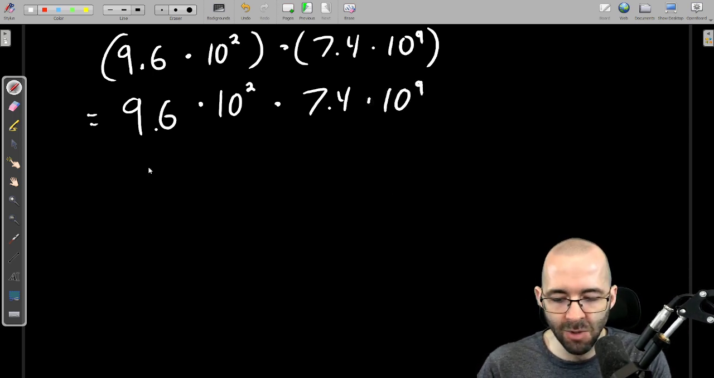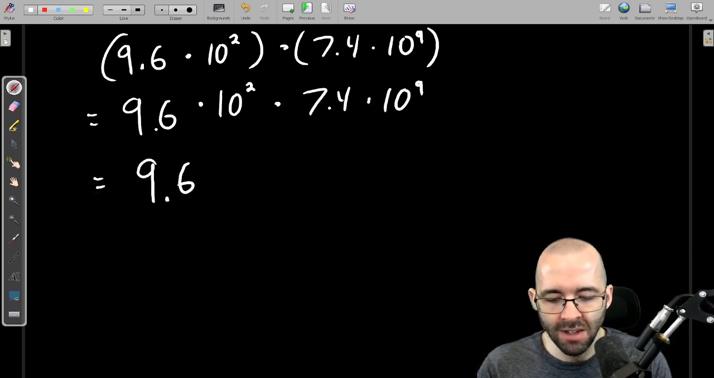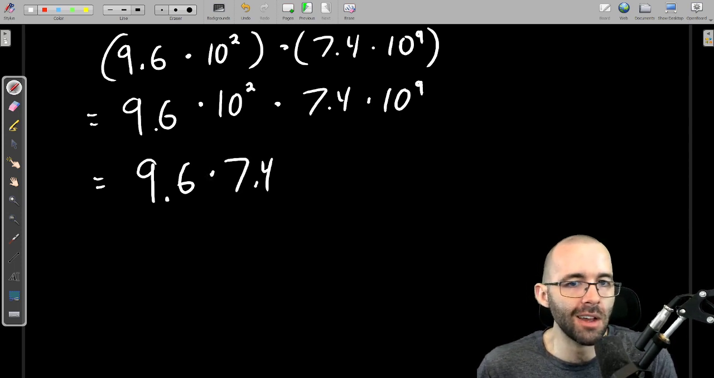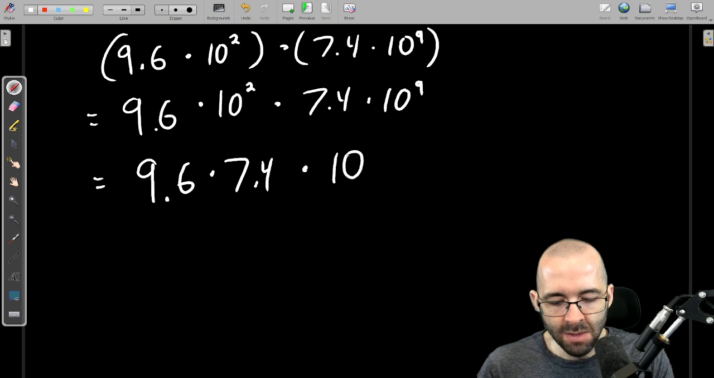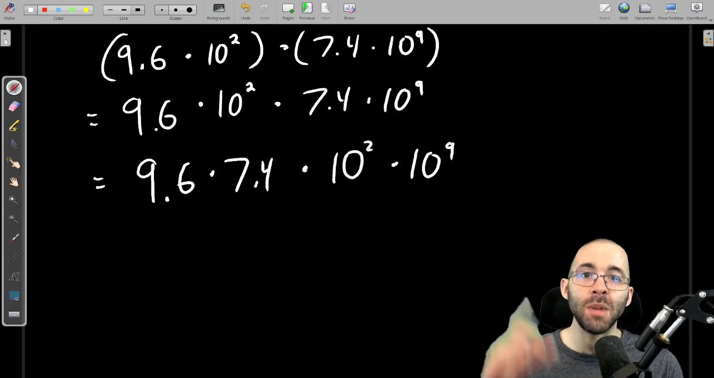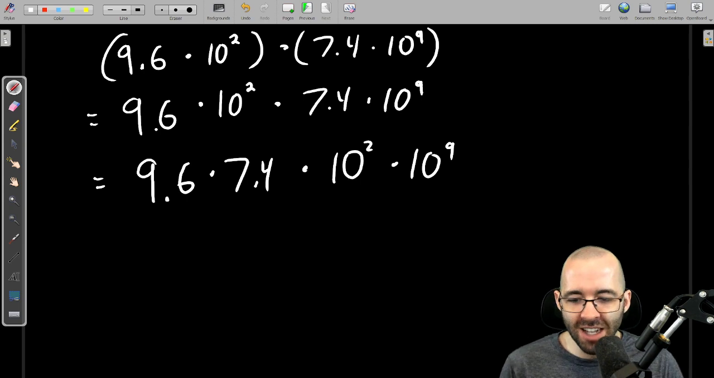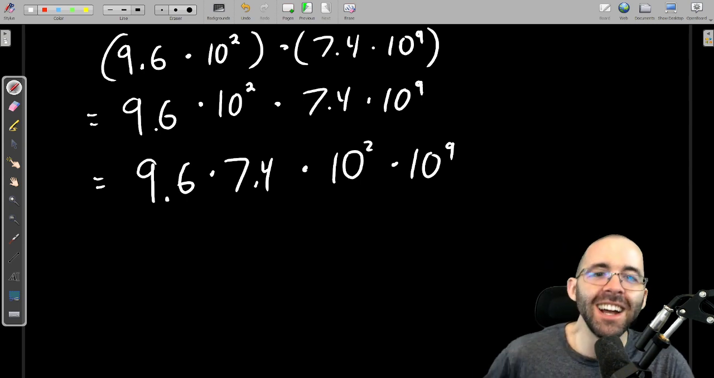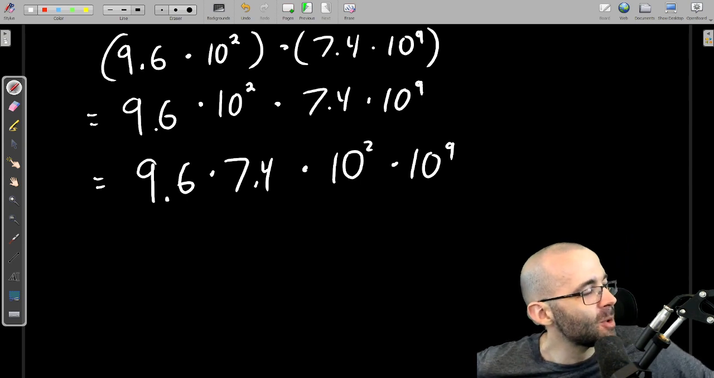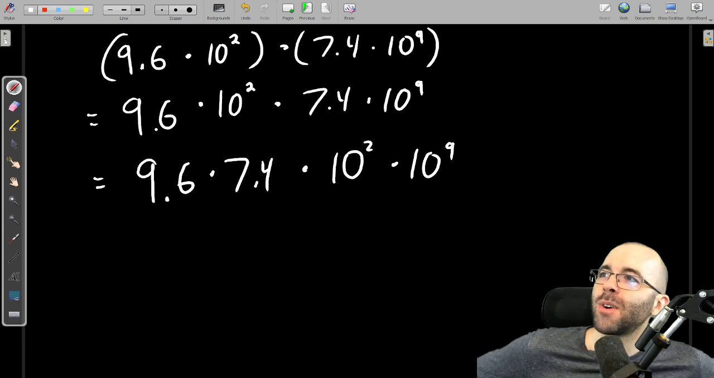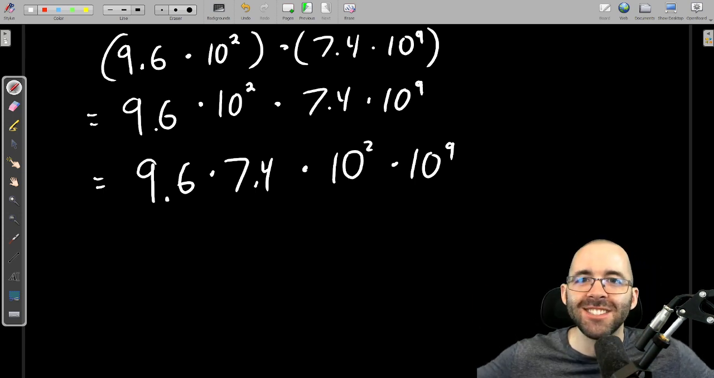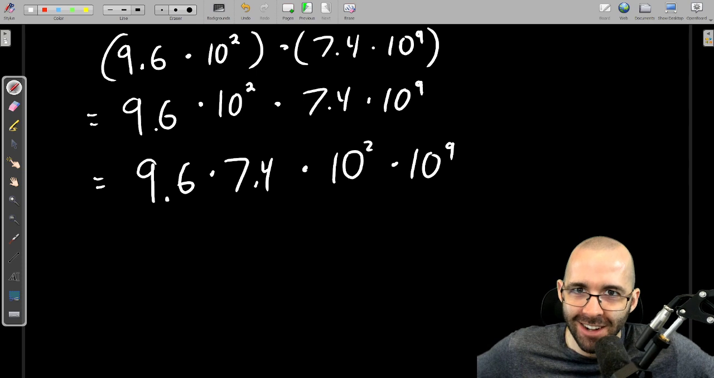Oh, we can do this in any order, so let's do it in a nice order. 9.6 times 7.4, can do that by hand or with a calculator. Times 10 squared times 10 to the 9th. Definitely can do that one because we just had a wonderful same unit information on exponents. We know how these exponents work. What a coincidence. Scientific notation uses exponents, and we just talked about an exponent. Wow, what are the chances? It's almost like somebody designed it that way.